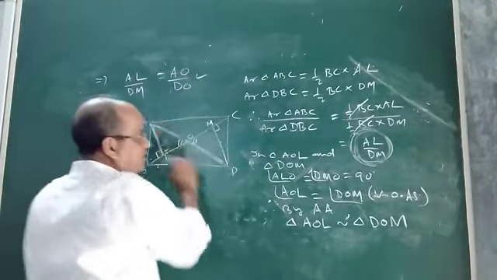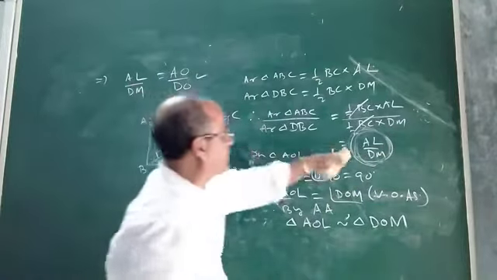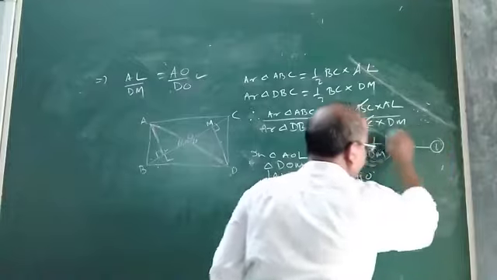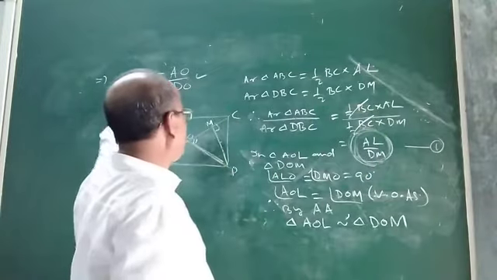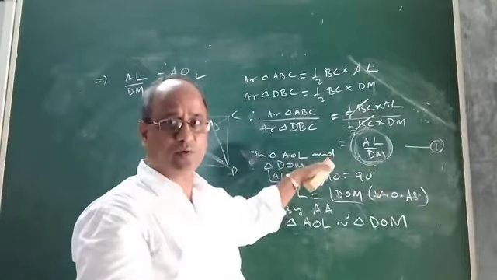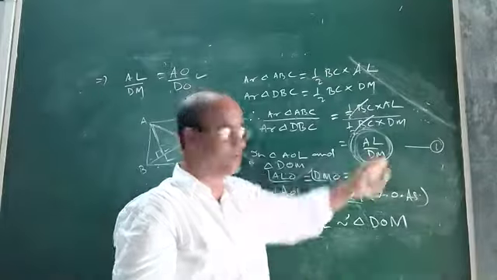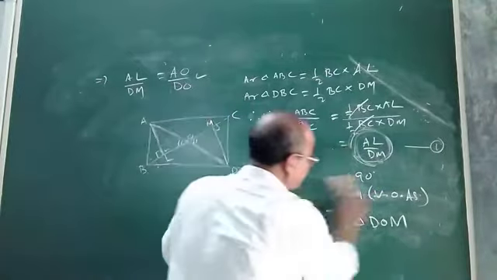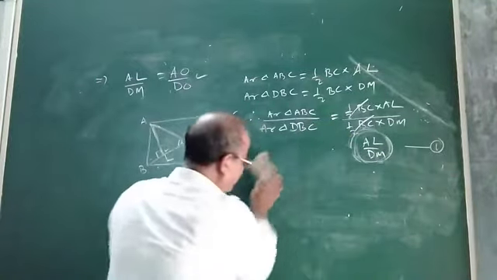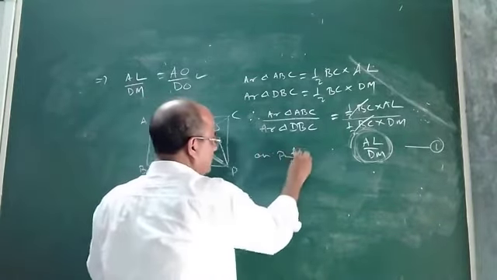Now let us substitute this value here. If you substitute the value of AL by DM in this equation, suppose this is equation 1, you will get the desired result. The desired result will be obtained if we substitute the value of AL by DM in equation 1. So now substituting, what will be the next step?